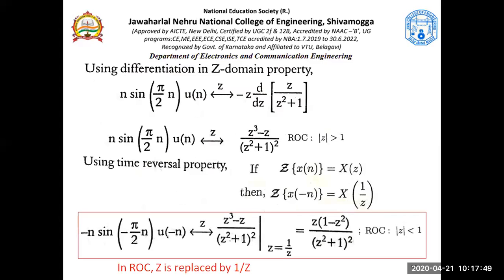Which properties have we used? We have used the differentiation in z domain property and the time reversal property. Differentiation in z domain property when we multiply by n, and when we negate n, it is the time reversal property.